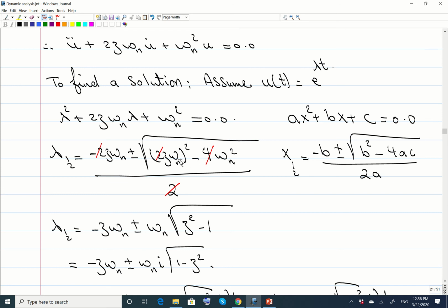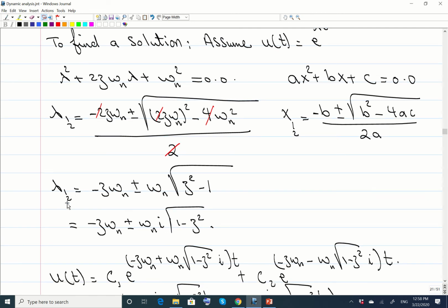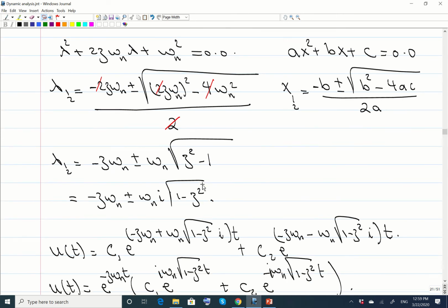I can take that as a common factor, so we have omega n squared, getting it outside the square root, so it's omega n over here, and then multiplied by square root zeta squared minus 1. So the two solutions are negative zeta omega n plus or minus omega n multiplied by the square root of that. So instead of having zeta squared minus 1, I'm going to have 1 minus zeta squared. So this is multiplying by negative 1. The square root of negative 1 is i. So it's omega n i multiplied by square root 1 minus zeta squared. Okay? So those are the two solutions.